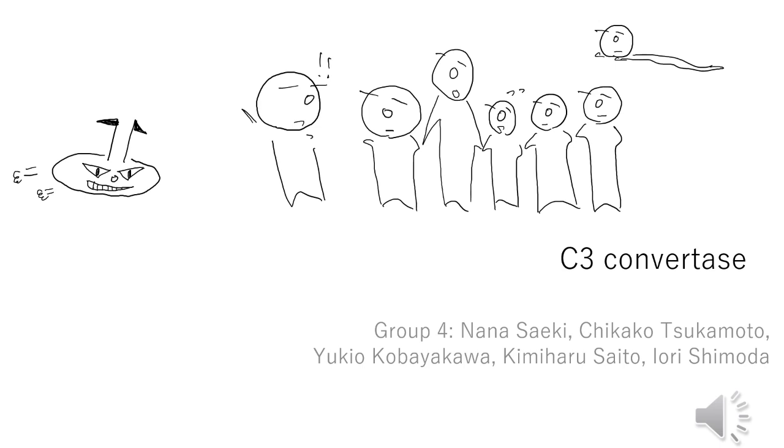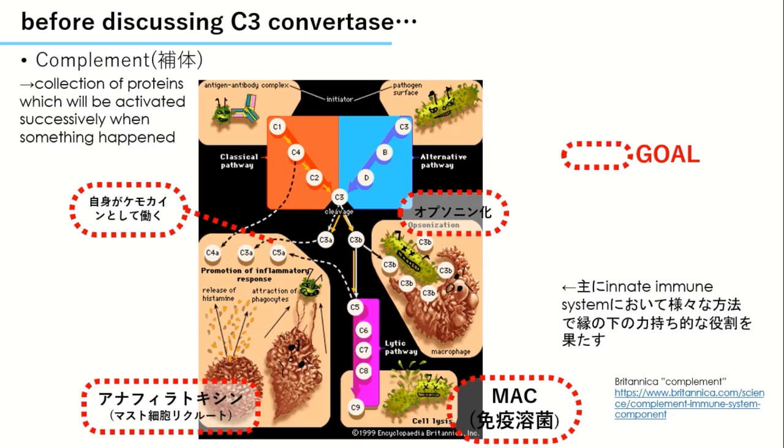We'll talk about C3 convertase. Before discussing C3 convertase, let's discuss complement. Complement is a collection of soluble proteins present in blood and other body fluids. And with antibodies, they support the immune system. In the complement system, reactions occur one after another in rapid succession.